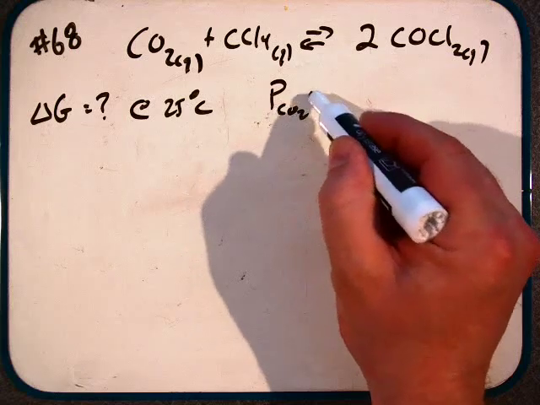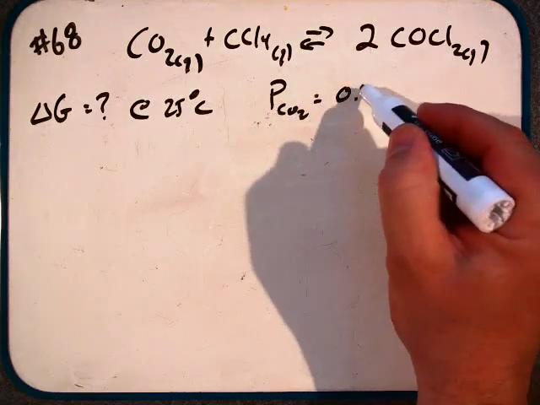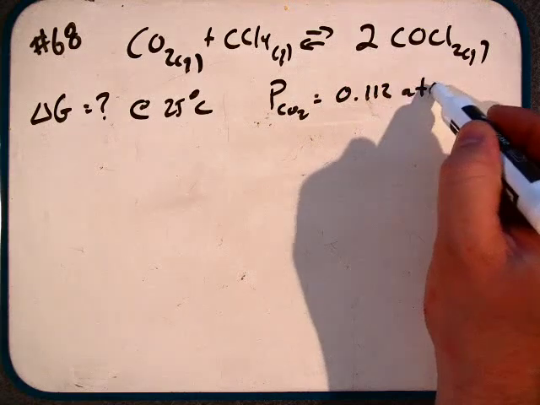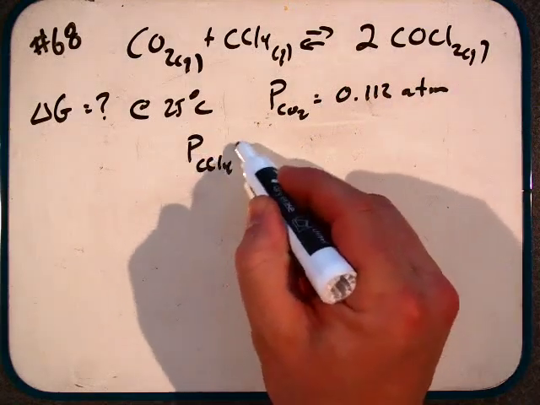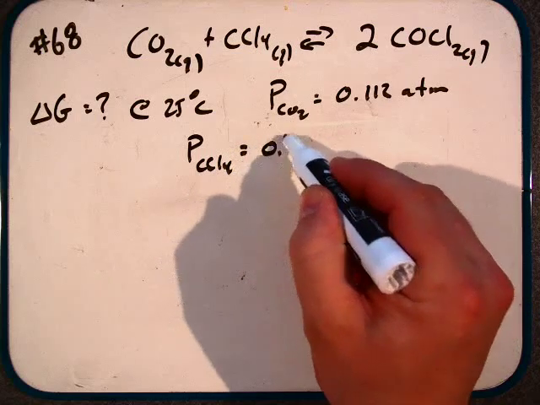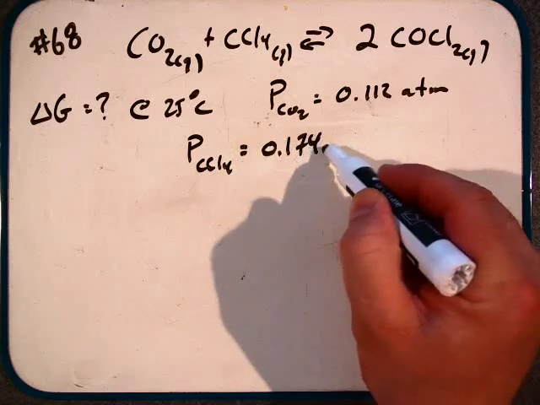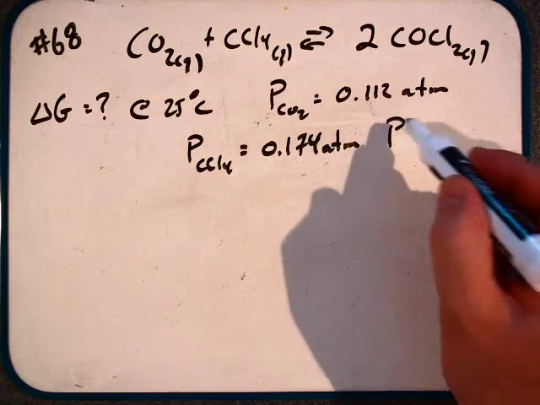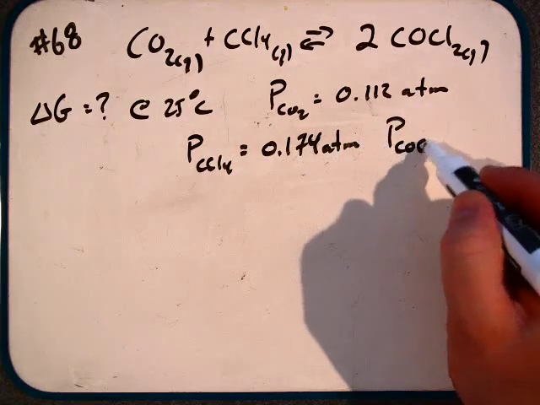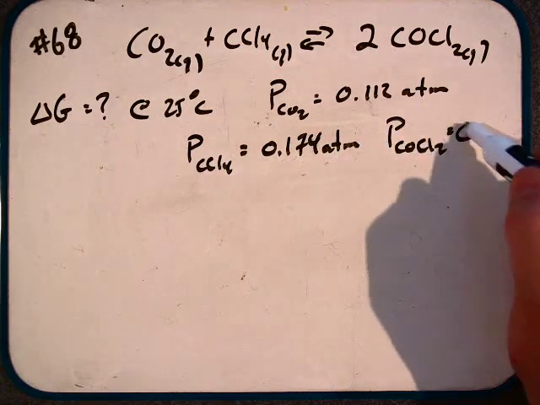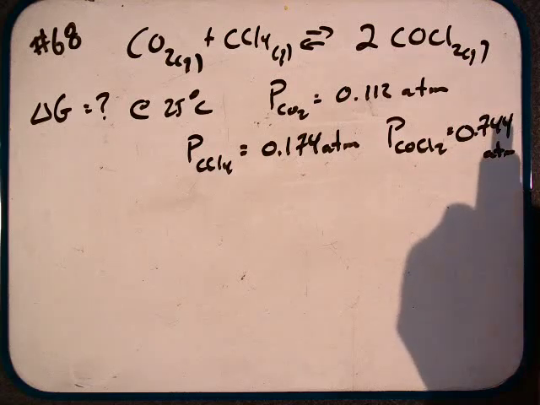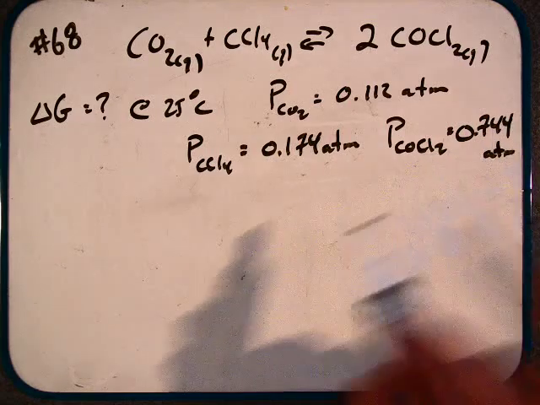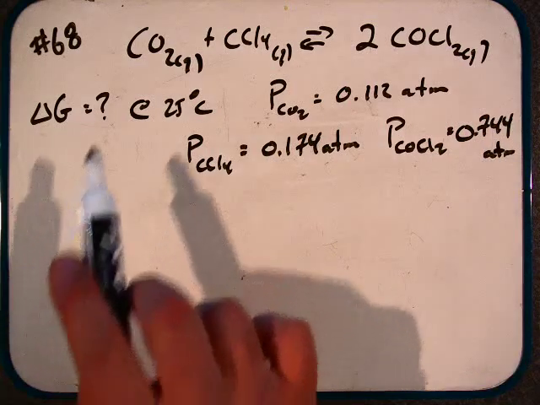pressure of our CO2 equal to 0.112 atmospheres. We have a pressure of our carbon tetrachloride equal to 0.174 atmospheres. And we have a pressure of our COCl2 equal to 0.744 atmospheres. So those are our pressures, and we're trying to figure out our delta G.